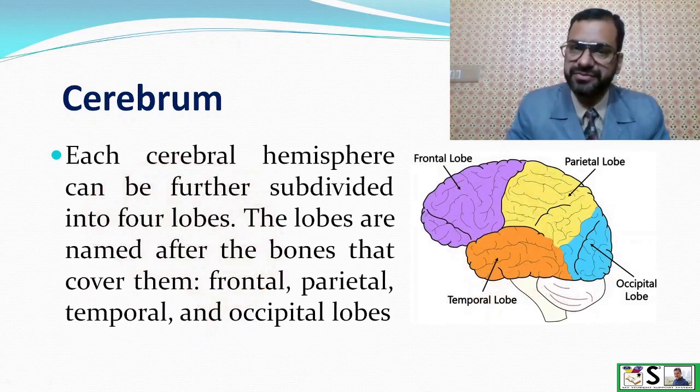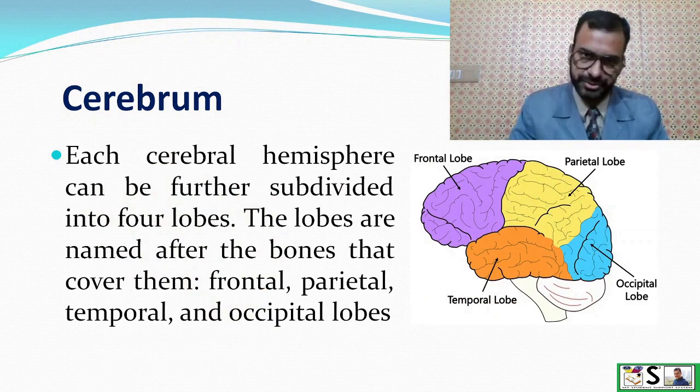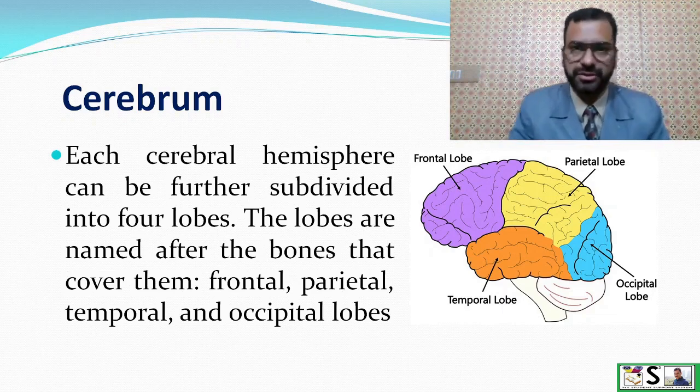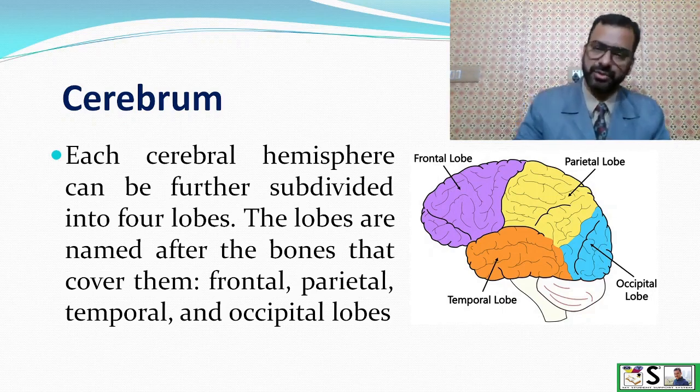Each cerebral hemisphere can be further subdivided into lobes. So right hemisphere also has four lobes and left hemisphere also has four lobes. The lobes are named after the bones that cover them. So what are those lobes? Frontal lobe, parietal lobe, occipital lobe, and temporal lobe.